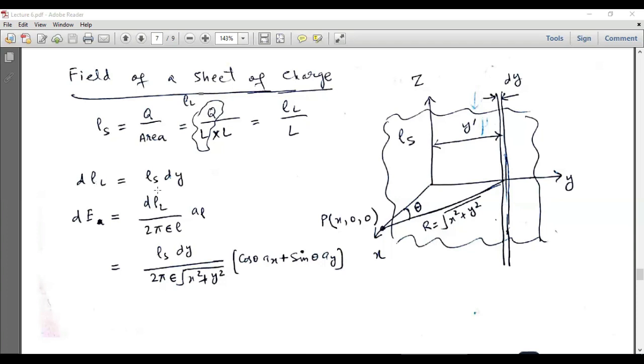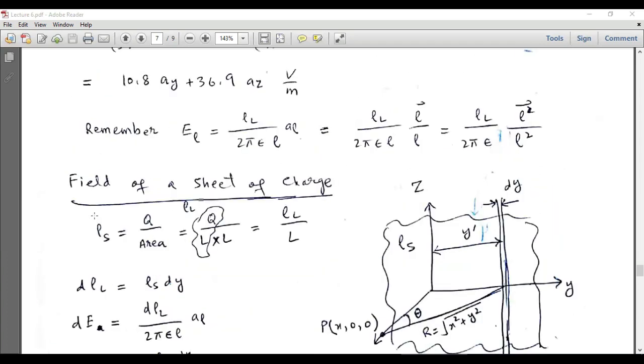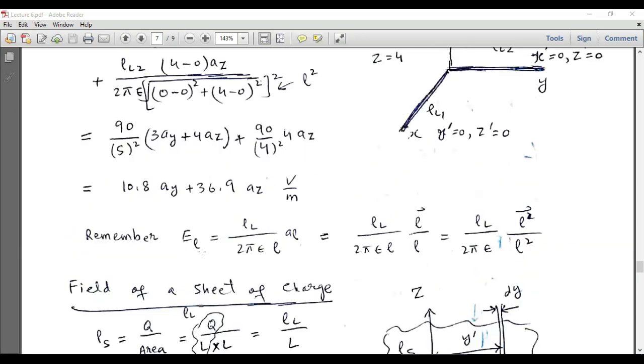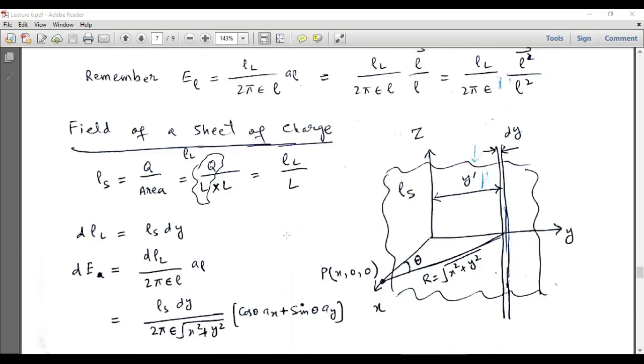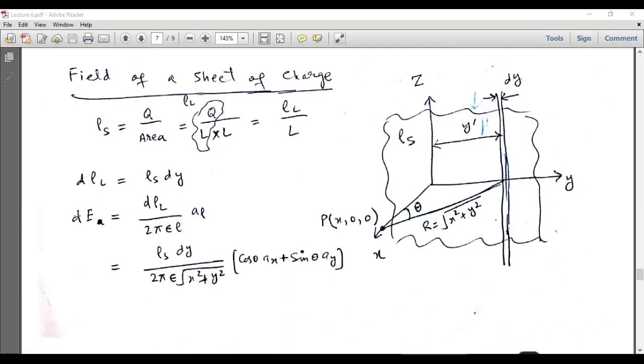So d rho L is equal to rho S dy, and dE will be equal to rho L over 2 pi epsilon rho a rho. So this is the expression that we already have for a line charge. So E rho is equal to rho L over 2 pi epsilon rho a rho. So this is dE, and it is equal to d rho L divided by 2 pi epsilon rho a rho. So when we integrate this expression, then we will get the expression for the electric field due to a surface charge. So d rho L is equal to rho S dy.